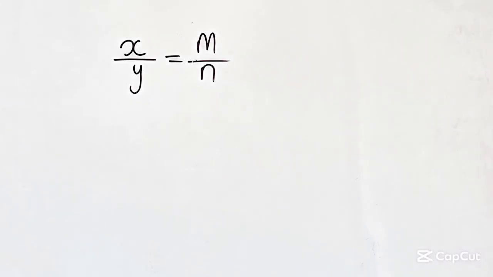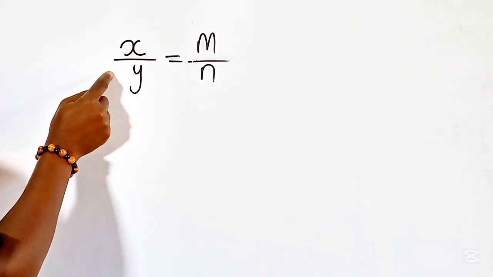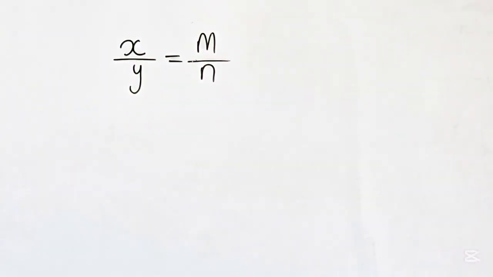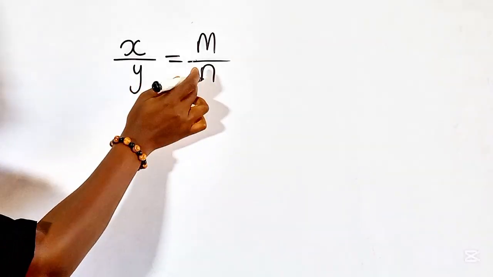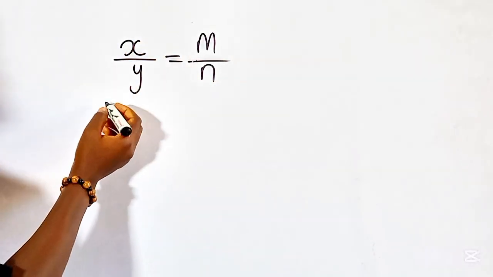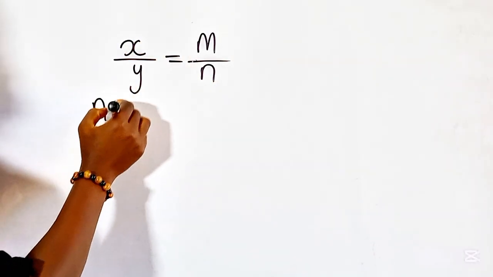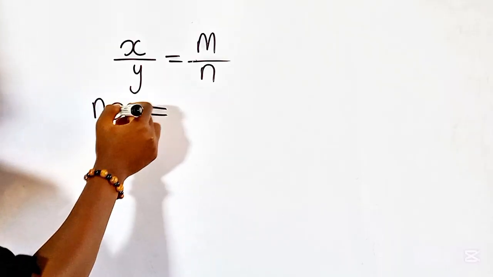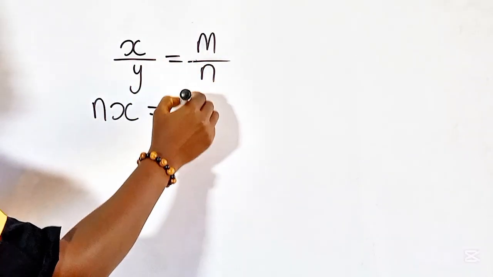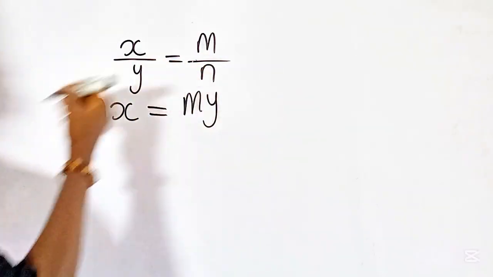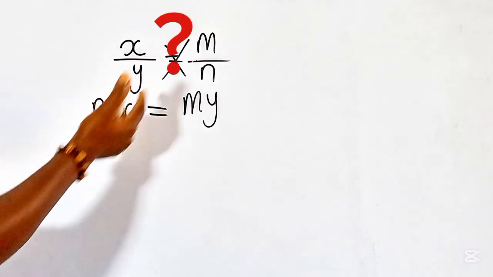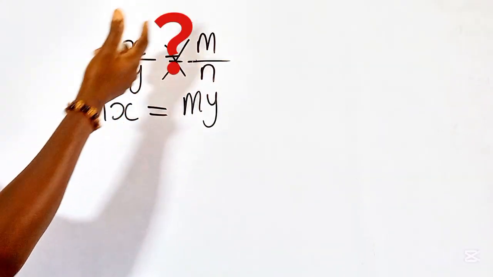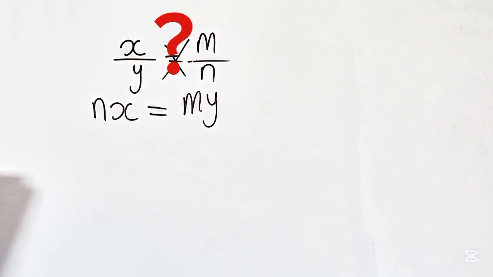If you come across a proportion question in this form where x over y equal to m over n, you know the rule. You cross multiply, right? Where you have n multiplying x to have nx, and you have m multiplying y to have my. But why does moving these numbers or letters diagonally actually work?